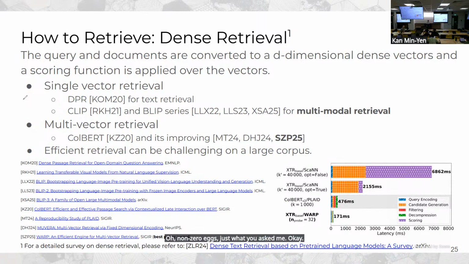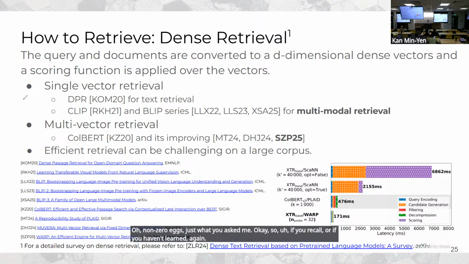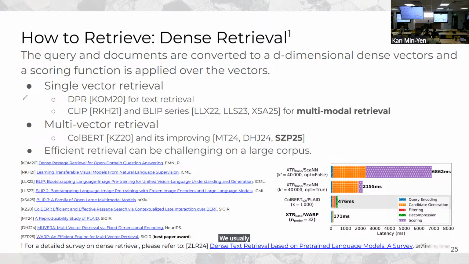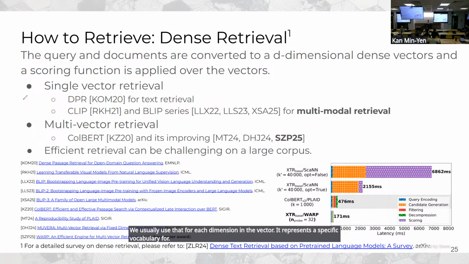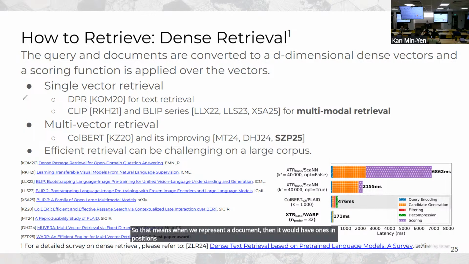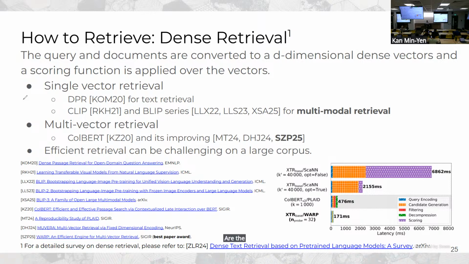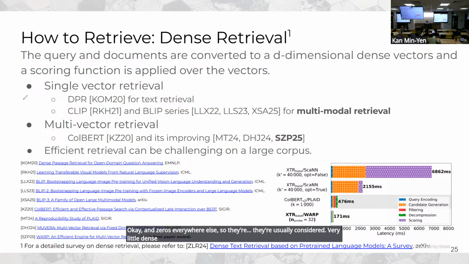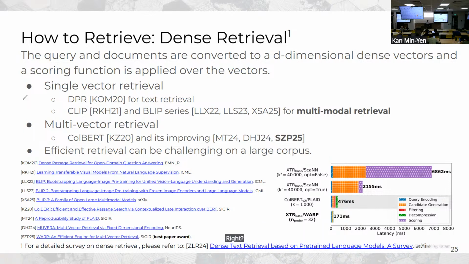Okay, so if you recall or if you haven't learned, again, a sparse vector, we usually use that for each dimension in the vector. It represents a specific vocabulary word. So that means when we represent a document, then it would have ones in positions where there are the words in the passage or the query, for instance. Okay, and zeros everywhere else. So they're usually considered very low density information because you only have one bit of information per position, right? You compress that, you get a dense vector.